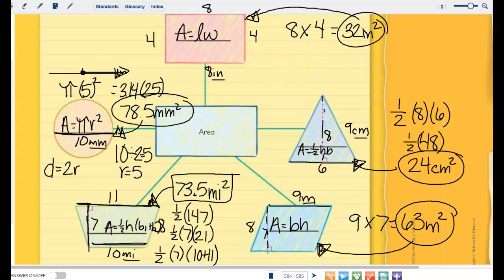All right, so your assignment is actually to skip over to page 586, and you are going to do numbers 1 through 9. If you need to look up at example 1 and 2, please do so.